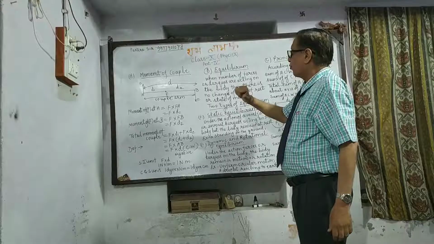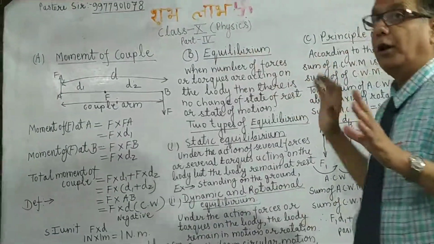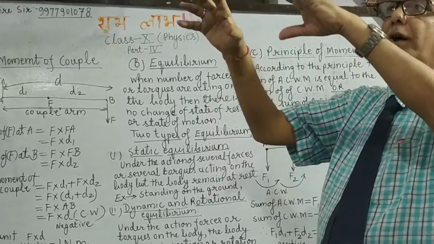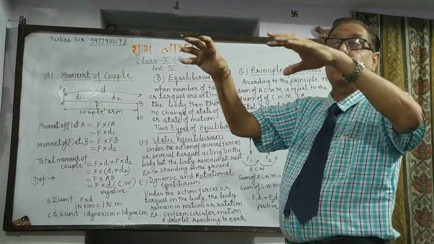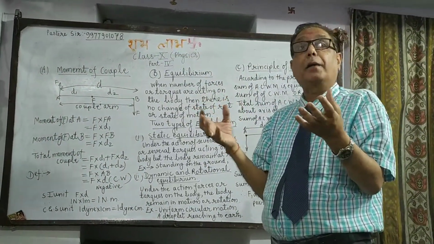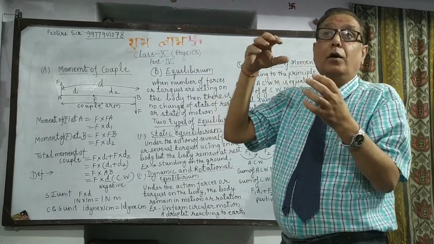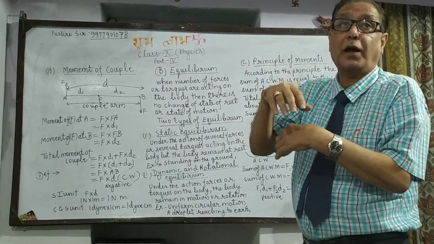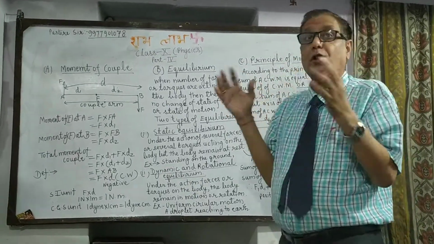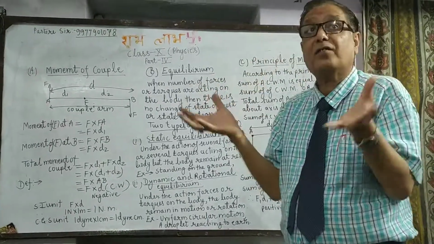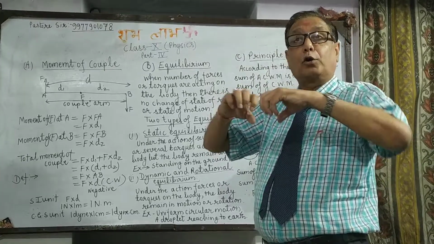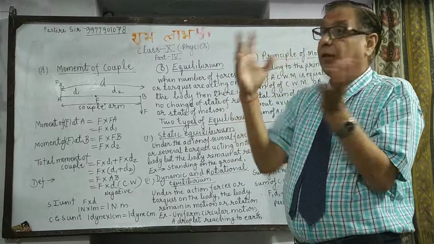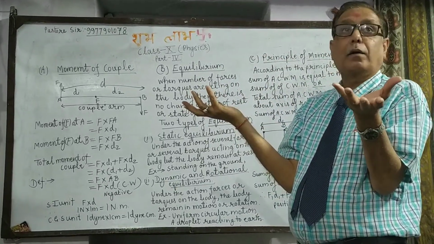The second portion is equilibrium. Now you should think that when so many forces are acting on a rod or a body, there can be clockwise and anti-clockwise torques developed. If these two rotations, clockwise and anti-clockwise, by chance become equal, the total anti-clockwise becomes equal to the total clockwise, then the body will not rotate.